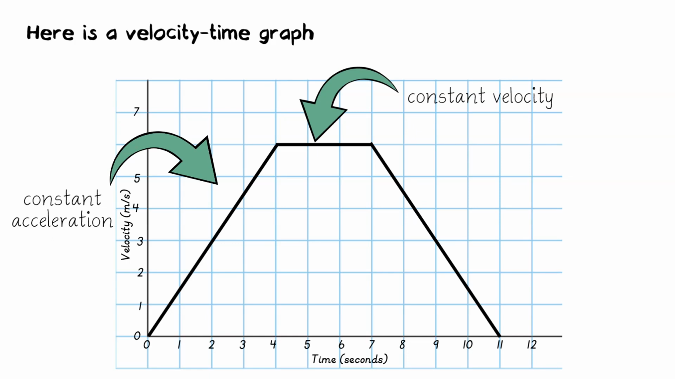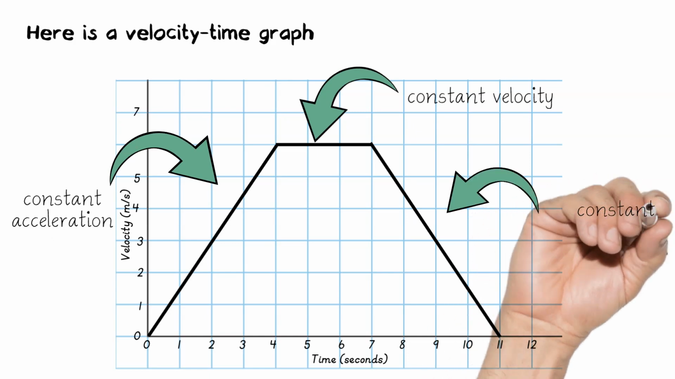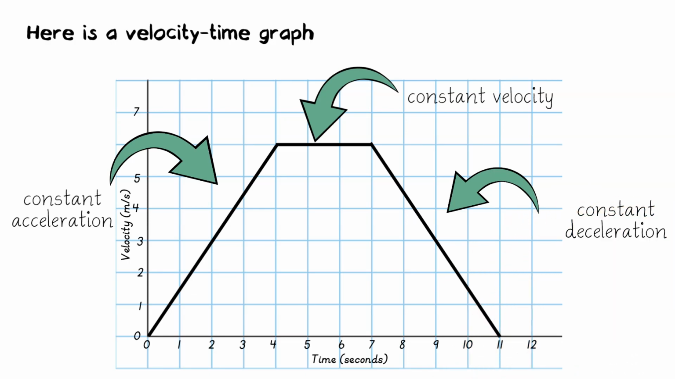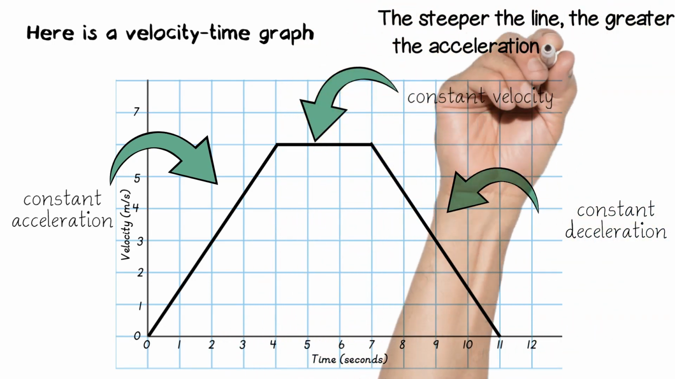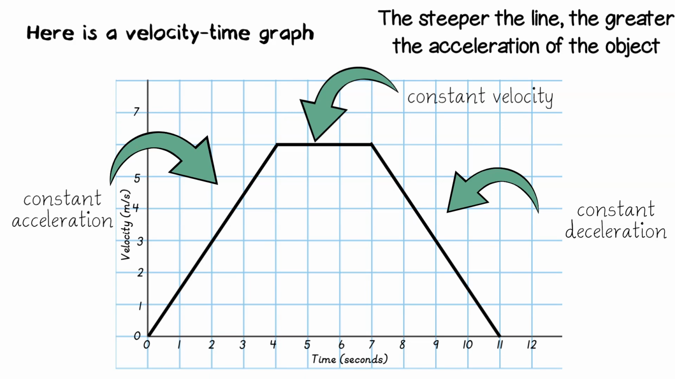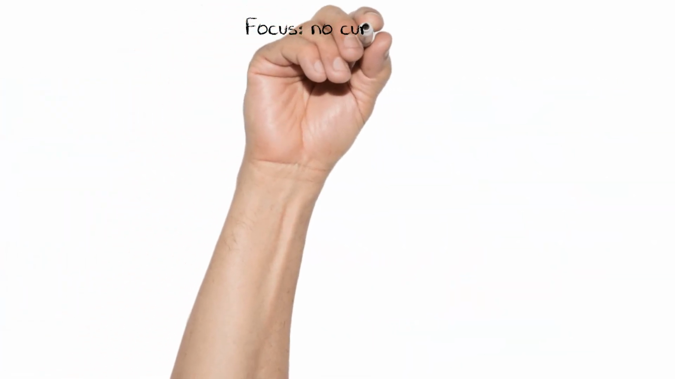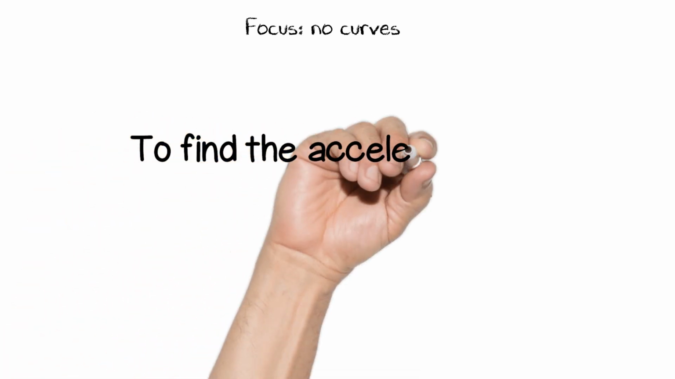Now the steeper the line, the greater the acceleration of the object, and that is still the same from distance time graphs. But instead these lines are showing an object speeding up or slowing down. The horizontal line on a distance time graph shows an object is not moving, but on a velocity time graph it shows it is travelling at a constant speed, so it's no longer going up or down in speed. Like I said at the beginning, the focus is on no curves, it's all straight lines for this video. And for this section of the syllabus we only need to focus on straight lines.